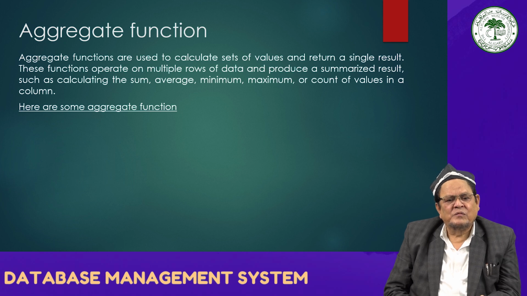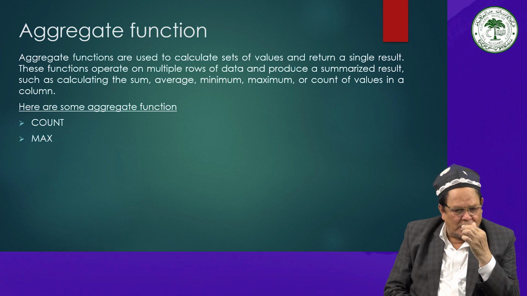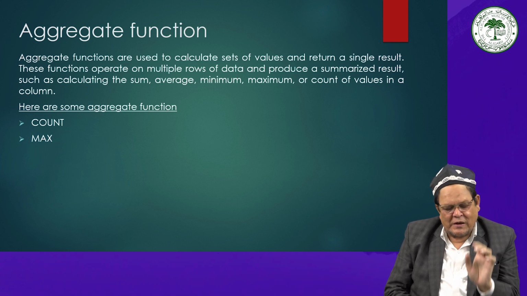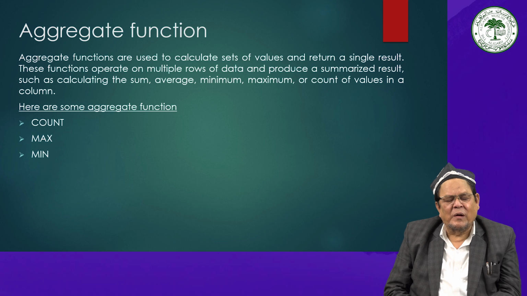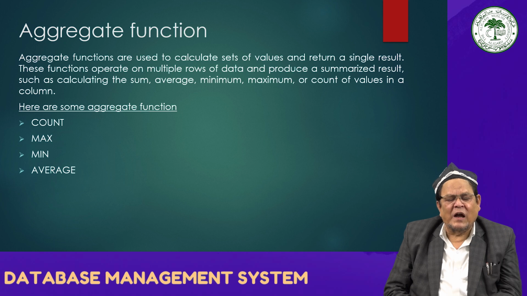There are some aggregate functions we will discuss. First is count, next is max. Count will count the rows, how many rows are there, the number of rows in a table. Max will get the maximum value. Minimum will give the minimum value of the attribute. Average will find the average. And then the sum, it will show the sum of that.